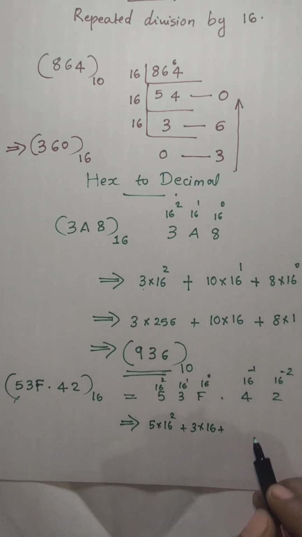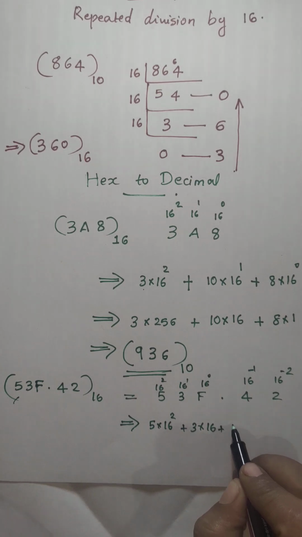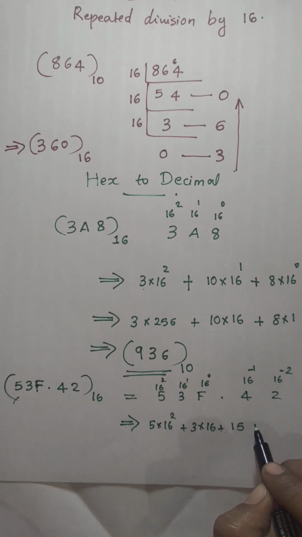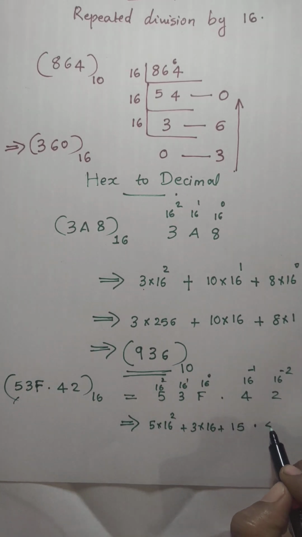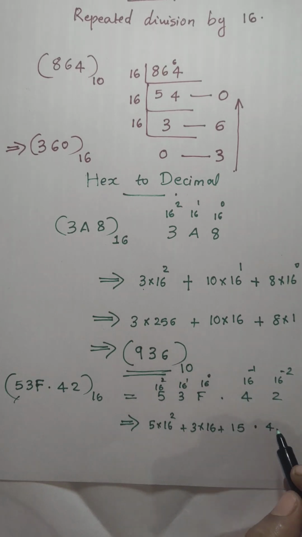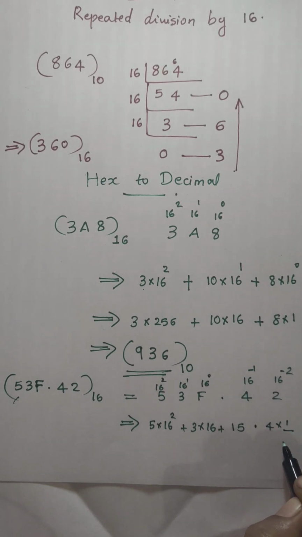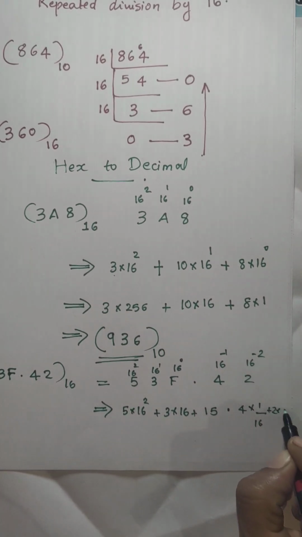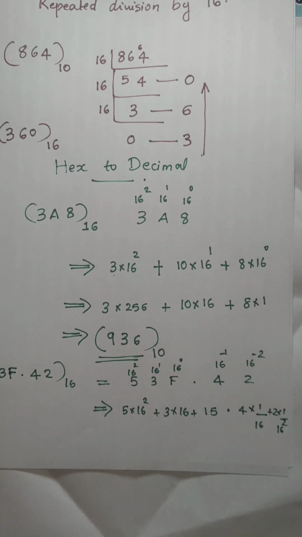What is the value of F? 15. You know, A is 10, B is 11, C is 12, D is 13, E is 14, and F becomes 15. So 15 into 16 raised to 0, that is 1. So 15 point. How can we represent the fraction? 4 into 16 raised to minus 1, that means 4 into 1 by 16, plus 2 into 1 by 16 raised to 2. This is a way to find the result.